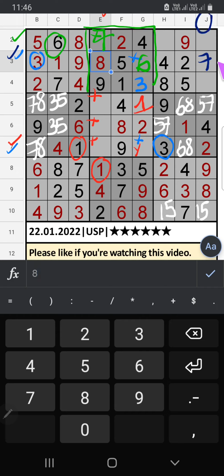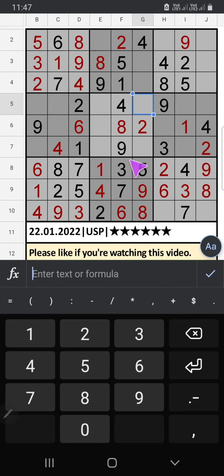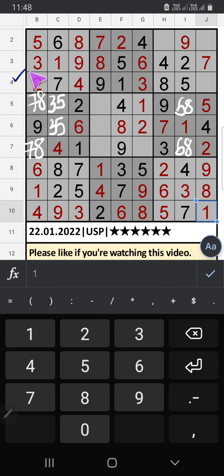In column J we have 7, so 7 can't come in this cell. 7 is confirmed here. Then 5 is here. Since 5 is here, 5 can't come in this cell. 5 is confirmed here. Then 1 is here. In the fourth row only 1 number is remaining, 6. 6 is confirmed here.